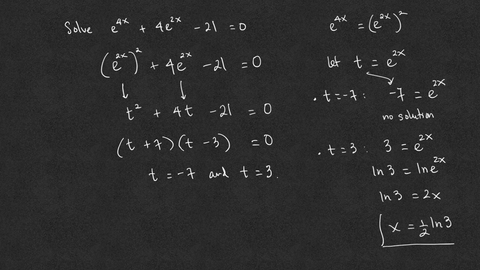Most likely, we will simply leave the answer in this form, but if we want the decimal approximation, this is 0.5493 using a calculator. And most likely, in solving an equation, we want the answer in the exact form.